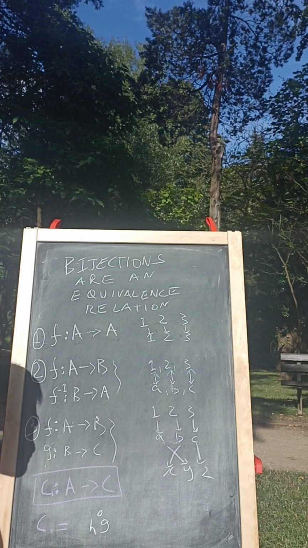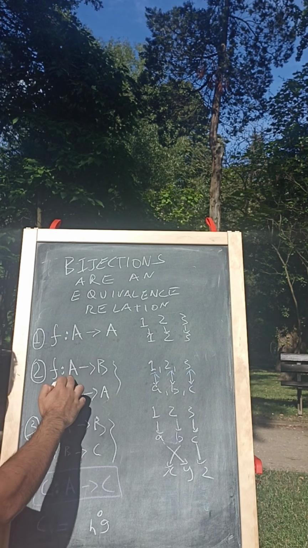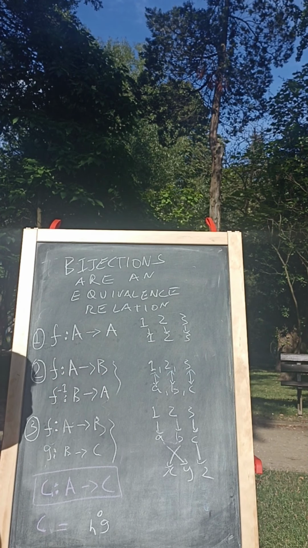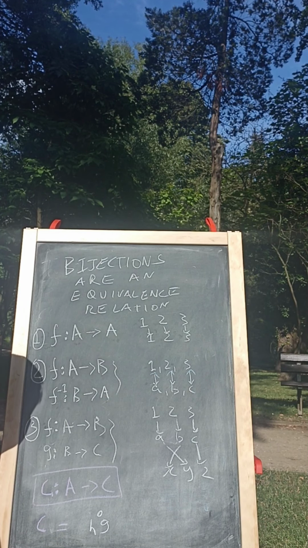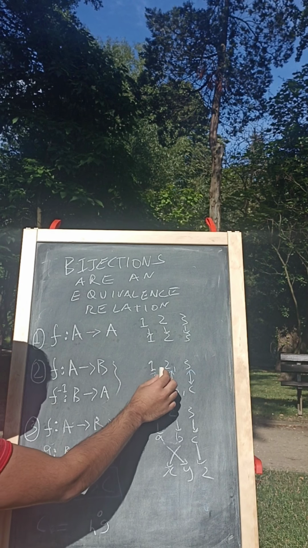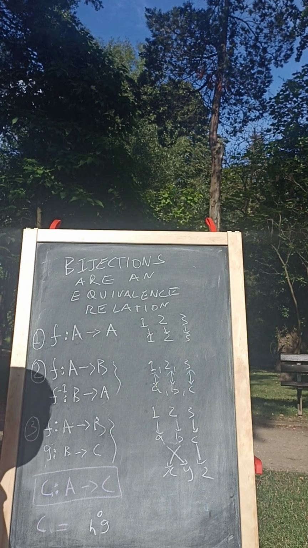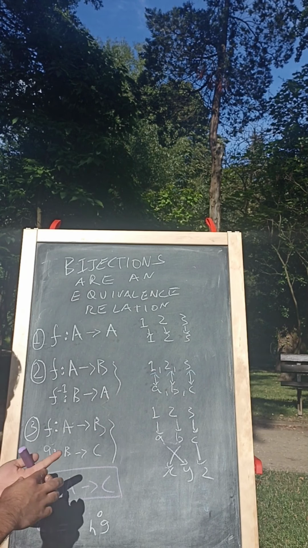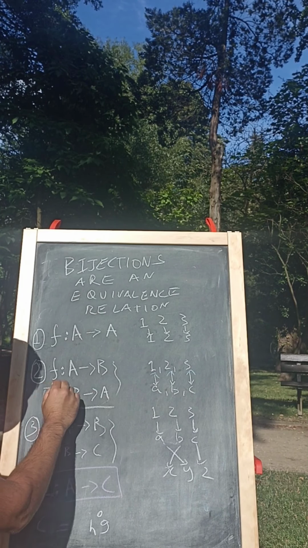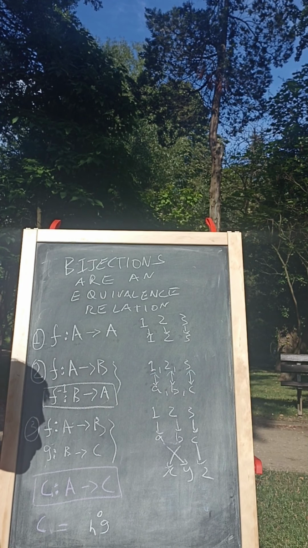Now let's move to the second property, which is that of symmetry. Let's say I have a map from A to B. Then the inverse map, which is from B to A, is also a bijection. In other words, if I can map 1 to A, 2 to B, 3 to C, then I can also reverse that process. So I can map A to 1, B to 2, C to 3, and that's what I mean by the inverse map. And from that we can see that the property of symmetry is satisfied.